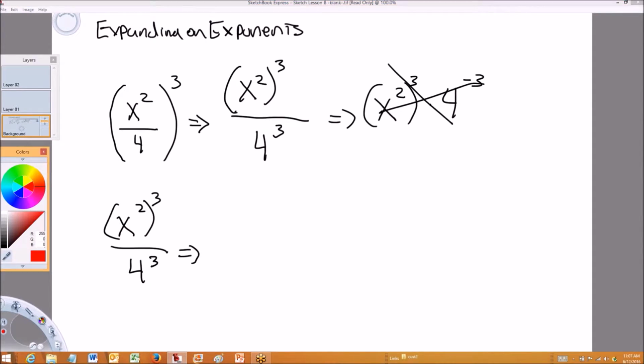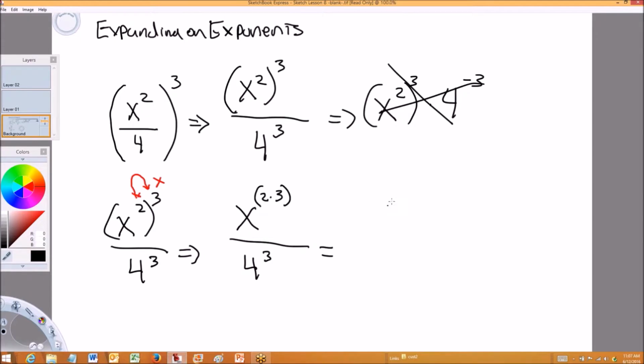And again, we multiply these. We get x to the 2 times 3. Put those in parentheses. And that should be x to the 6th over 4 times 4 is 16, times 4 is 64.